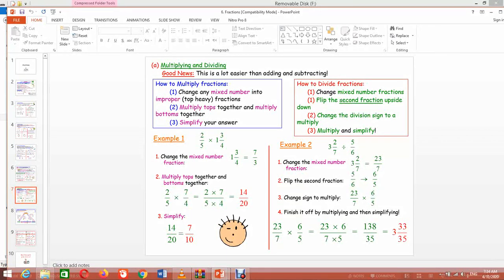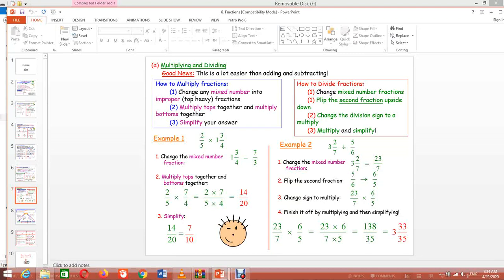Then 2, we multiply the tops together and bottoms together. So we have 2 over 5 multiplying 7 over 4, which is now an improper fraction. We multiply the top and then the bottom. So 2 multiplied by 7 is equal to 14, and 5 multiplied by 4 is equal to 20. Then we simplify. 2 will go into 14 7 times, 2 will go into 20 10 times. So it is equal to 7 over 10.